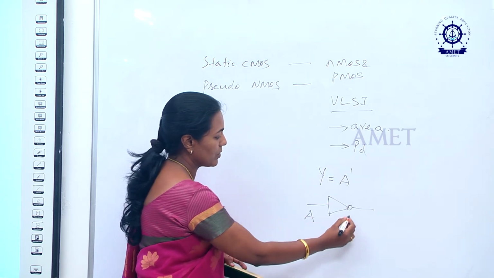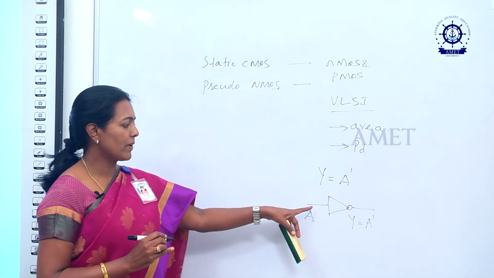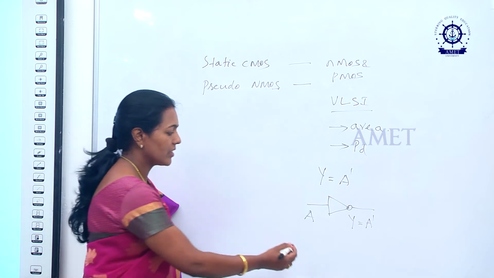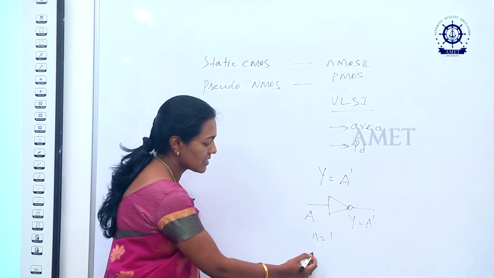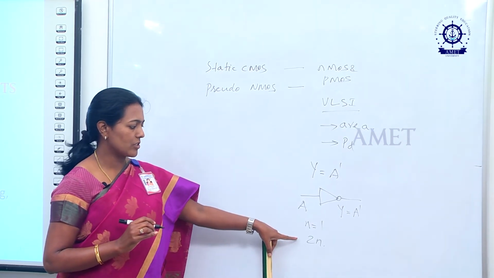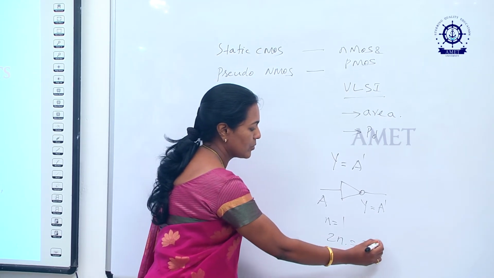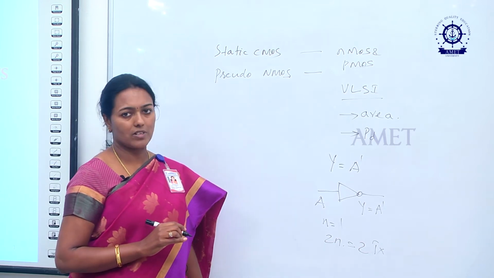If A is the input, Y is the output, it is equal to A dash. So, depending upon the number of inputs, the number of transistors will vary. If the number of inputs n is equal to 1, then the number of transistors required will be 2n. For an inverter, it is 2n, that is 2 into 1. So, you need 2 transistors. One transistor is an NMOS transistor, another transistor is a PMOS transistor.